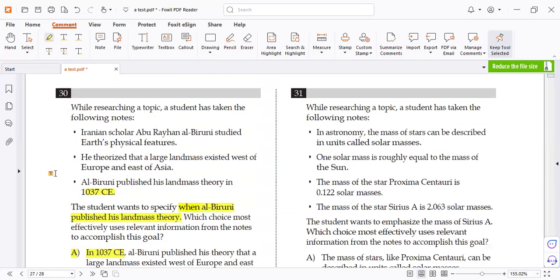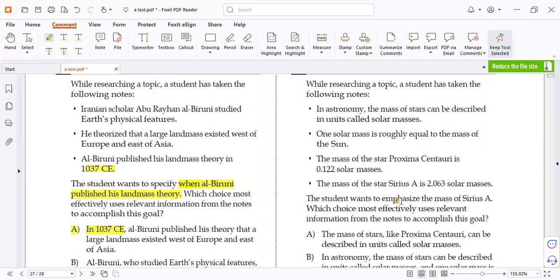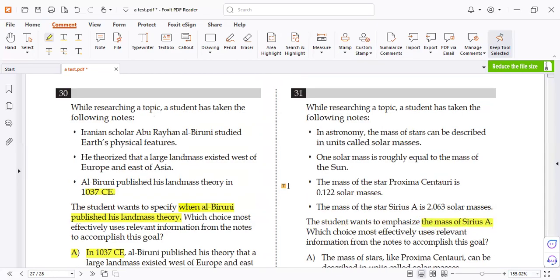Oh my God, sir. Okay, wait, read again, sir. Look, it's A, it's math. Now here we have the same. Emphasize the mass. Your answer must have the mass. What's your answer? Okay, I chose A.